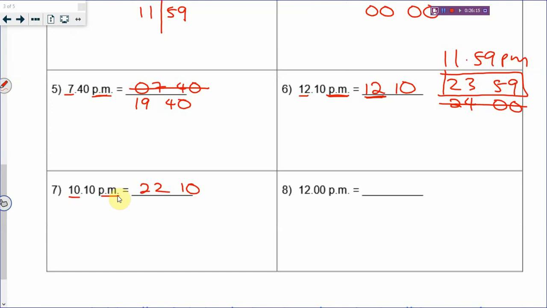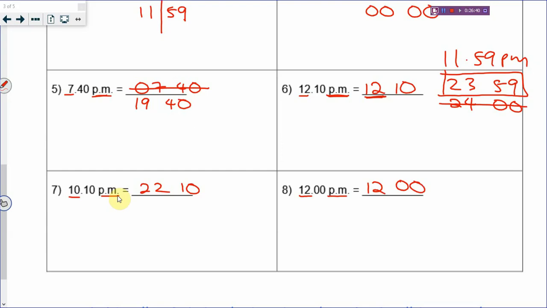All right, how about this 12 p.m.? Do I add 12? Because it's p.m., right? So do I add 12? No, you can't. If you add 12, it becomes 24 again. Then you just leave it alone, which is still 12, right? So 12, and the minutes is 0, 0. So what is the 24-hour time? 1200.